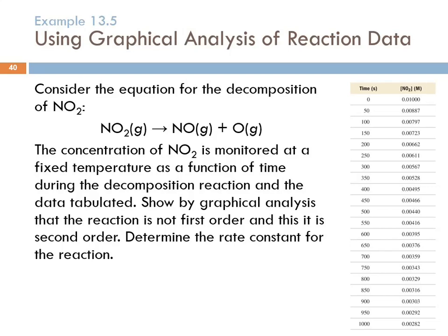Here's a decomposition of nitrogen dioxide. They're monitoring the reactant concentration at a fixed temperature as a function of time, and the data is tabulated over here. And they're asking us to show by graphical analysis that the reaction is not first order, but that it is in fact second order, and also to find the rate constant. So how would you do this? You would take this data and you would graph it. Now this is where being able to see the graph on your calculator or computer screen would be helpful. Not absolutely necessary, but helpful.